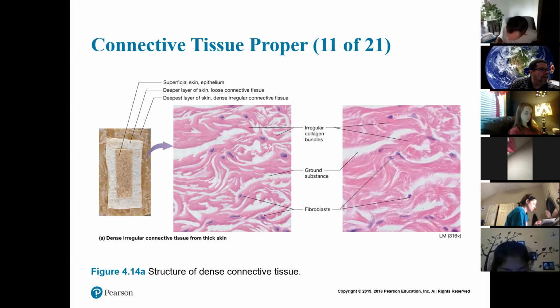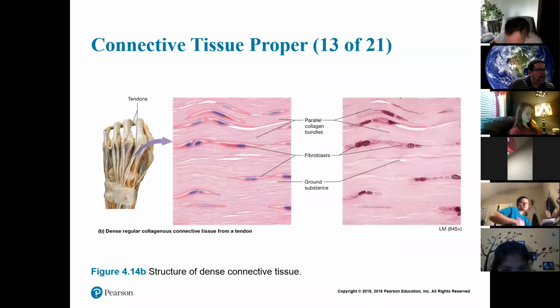So look at this picture. Here is the skin, epithelium. There's the loose connective, and right under loose connective is dense irregular. It looks like swirls, and I'll show it to you in lab, but this looks like a side view of sushi to me. So it's dense irregular, forming the dermis of the skin. And then dense regular is ligaments and tendons.